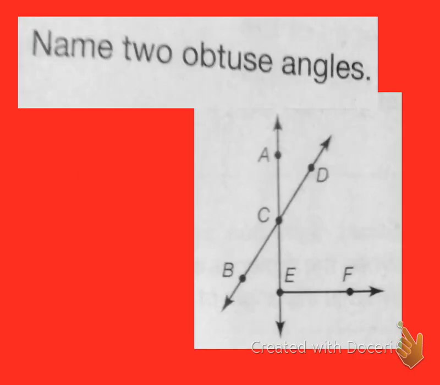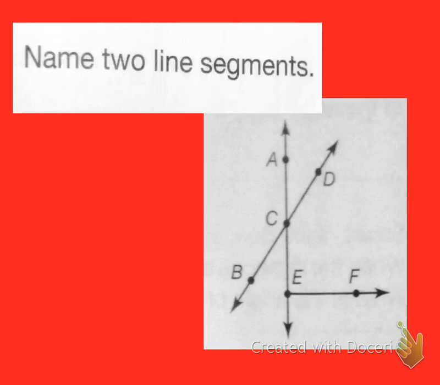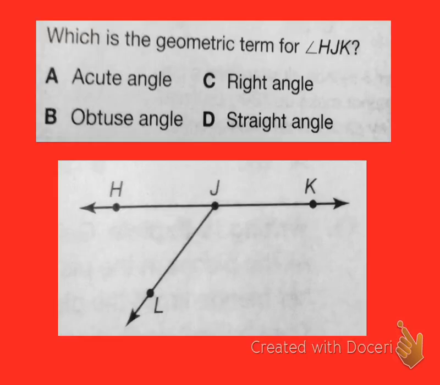And then you're going to look at this figure on your screen and you're going to name two obtuse angles. And now name two line segments. And which is a geometric term for angle HJK? Is it an acute angle, obtuse angle, right angle, or a straight angle?